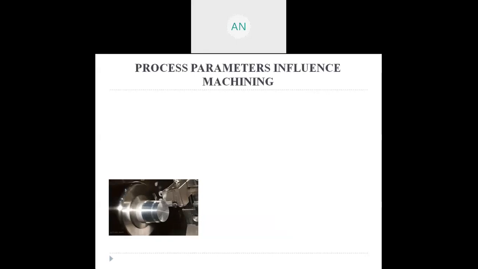In this lecture, we are going to evaluate the process planning parameters which influence the machining operation. Here I have shown a machining operation. For this particular machining operation, we are going to discuss which parameters influence it. When speaking about the process planning parameters, the main parameter is based on Taylor's tool life equation. What is Taylor's tool life equation? Taylor's tool life equation is a methodology for determining the life of the tool.